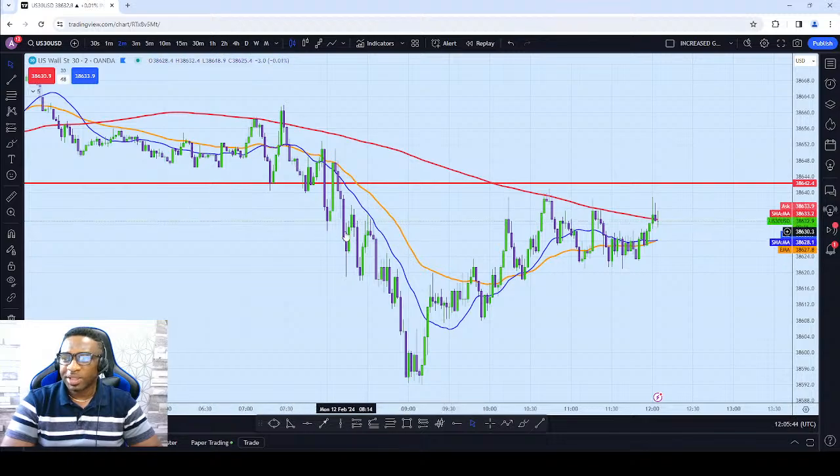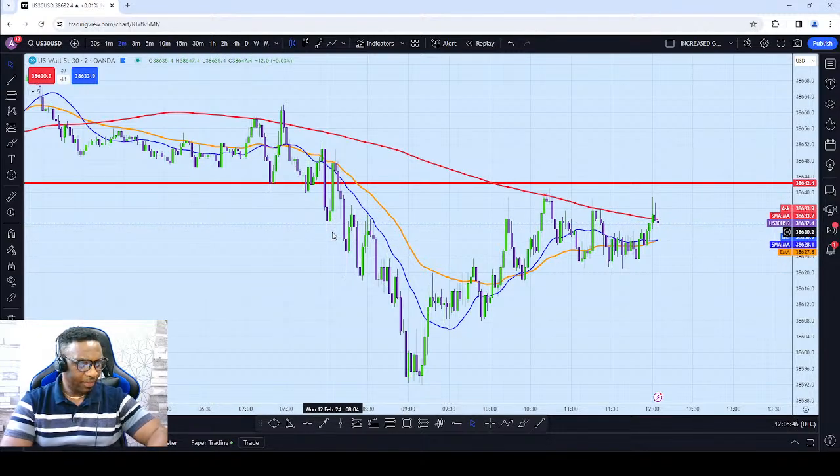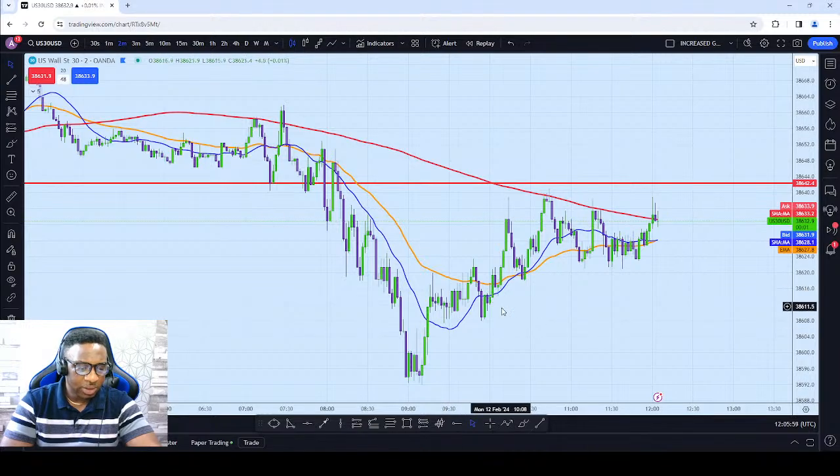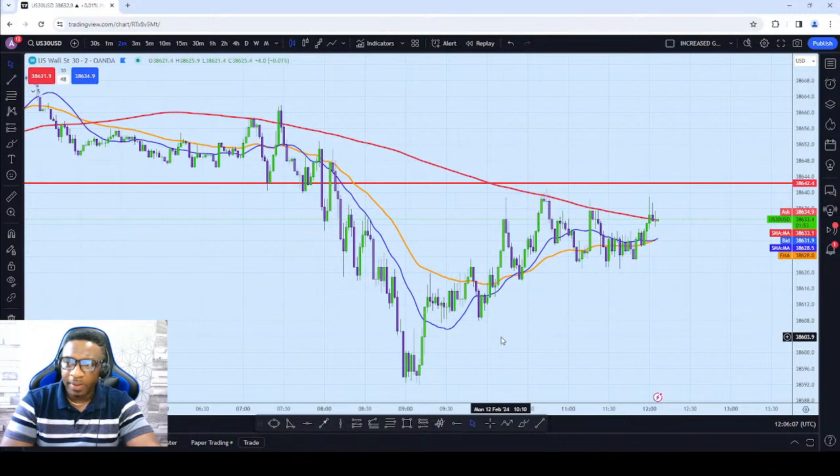Okay, so on my chart here I have US 30, which I am currently in a trade on. We'll see how it goes.